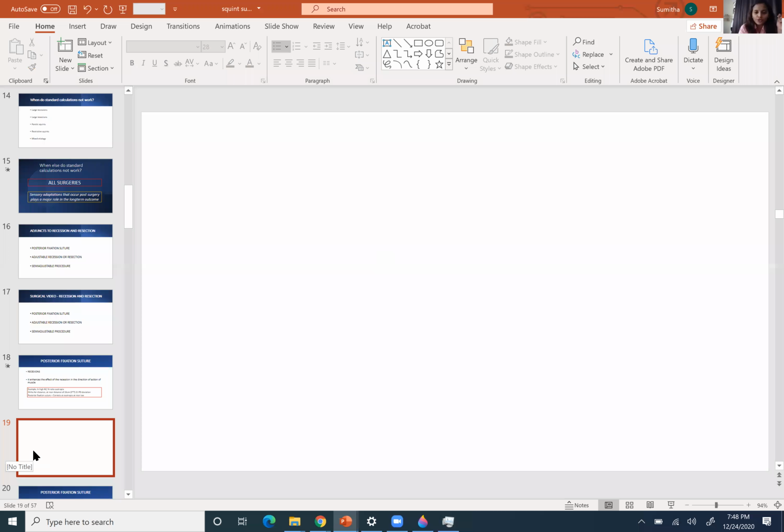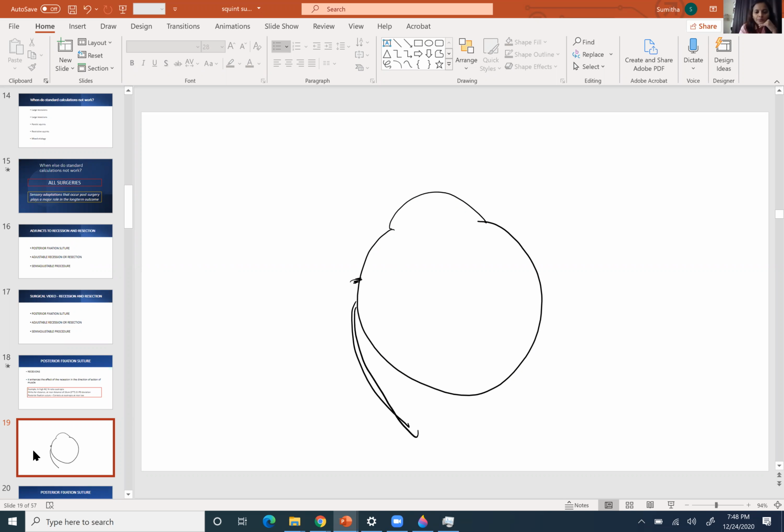So what is a posterior fixation suture? Say this is the eye. And this was the original insertion of the medial rectus. So you disinserted the medial rectus and actually placed it here. All right, so this is the medial rectus.